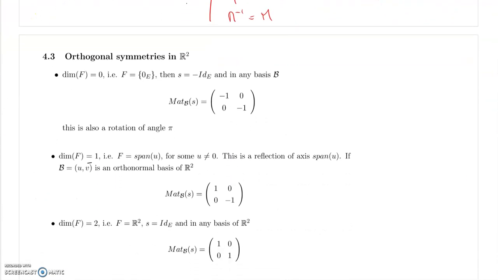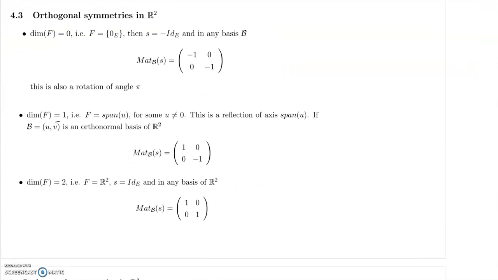Okay, so this being said, let's have a closer look at what the orthogonal symmetries in R2 and R3 are going to be. So in R2, basically you have three choices depending on what kind of space you choose for F. So we are in dimension 2. Either F is just 0. In that case, F is just the 0 element. That's barely a linear space, but then its orthogonal is going to be actually the whole R2 space.